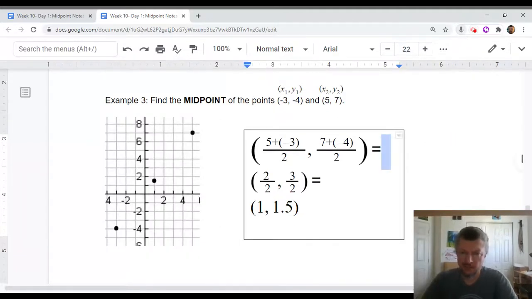All right, so I checked it on the graph. So the first point was negative 3, negative 4 right here. Then 5, 7. Remember, that's 5 to the right, 7 up. And then the midpoint was 1, 1.5.